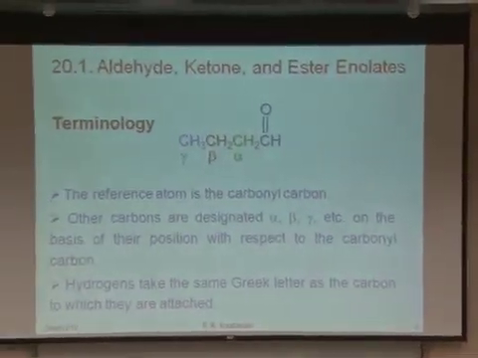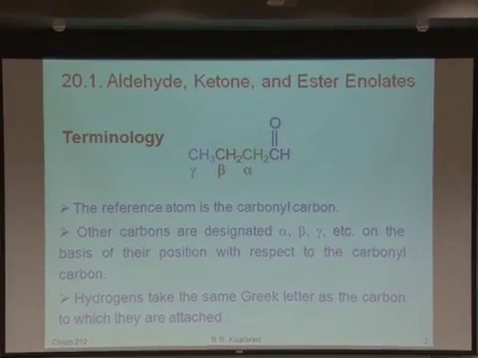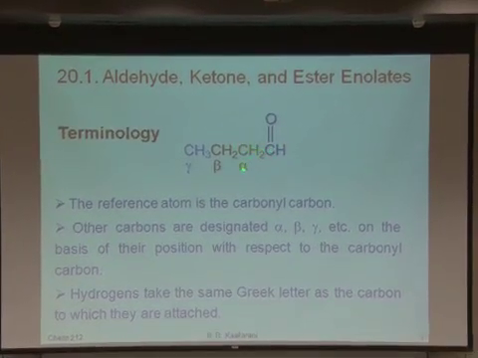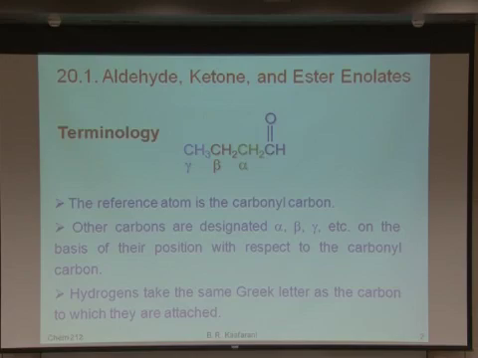If I am looking at an aldehyde, the carbon that is attached to the carbonyl carbon is referred to as an alpha carbon. The adjacent carbon will be a beta, and then the third carbon will be a gamma. The hydrogens that are attached to the alpha carbon are alpha hydrogens. The hydrogens that are attached to the beta will be beta hydrogens, and the hydrogens that are attached to the gamma will be gamma hydrogens. In enols and enolates, we are talking about the acidity of the alpha hydrogen, or alpha hydrogens if we have more than one.